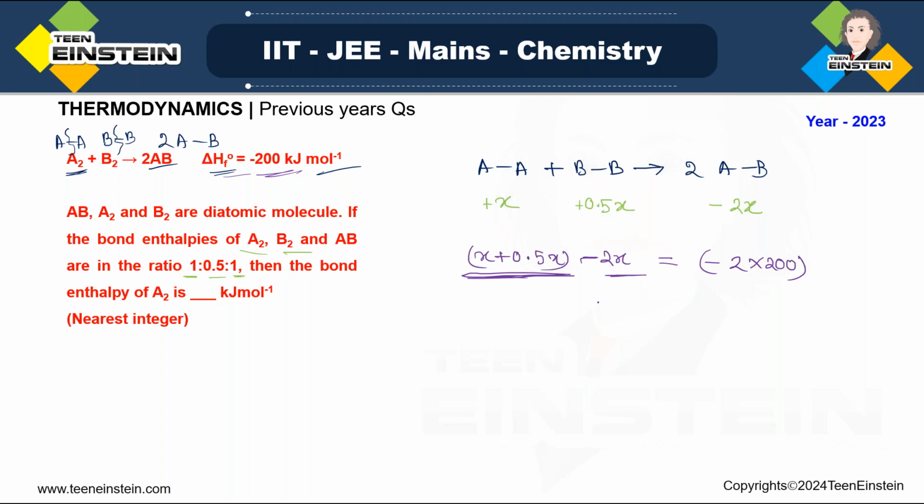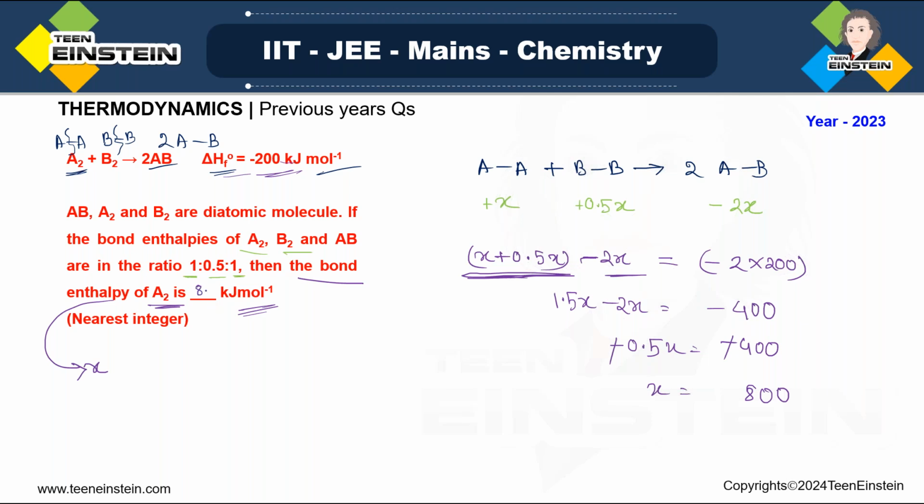of AB. Now here it is asking the bond enthalpy of A2, but we know the bond enthalpy of A2 is nothing but X. So we just have to find out the value of X. So it is 1.5x minus 2x minus 400. Negative, negative cancelled. So X should be equal to 800. So this should be our answer. Kilojoule per mole it is given, and this is also in kilojoule per mole. So regarding unit, we don't have to change anything.